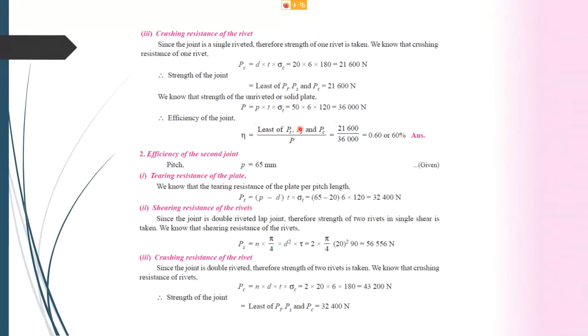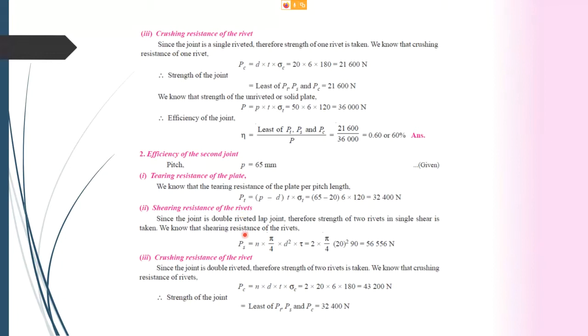The second part is based on a pitch of 65 and the number of rivets is 2. But when you refer to tearing of plates, there is no number of rivets taken into consideration. That means you don't need to multiply by n. Based on the pitch of 65, because the pitch for the second part and the first part is different, you get 32,400 Newton for the tearing resistance of the plate.